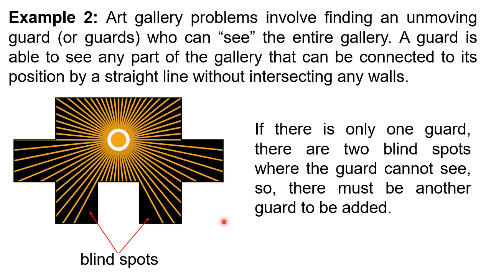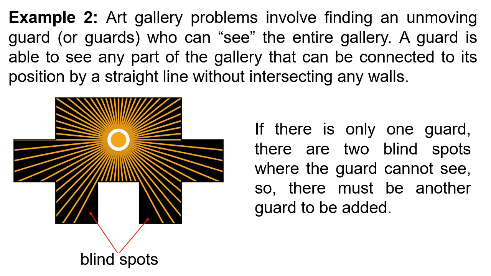So in this case, if there's only one guard for this shape of gallery, there are two blind spots. If the guard is located here, the guard cannot see this part here. So these are the two blind spots. Most likely, the arts can be stolen here. Where the guard cannot see, there must be another guard added.